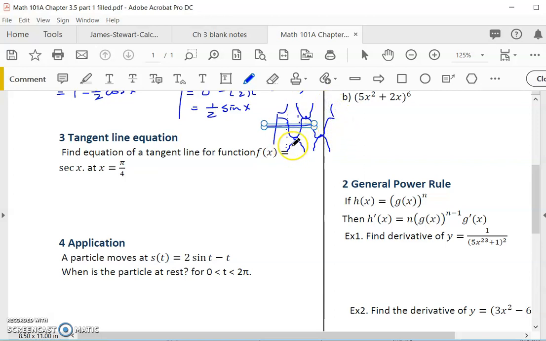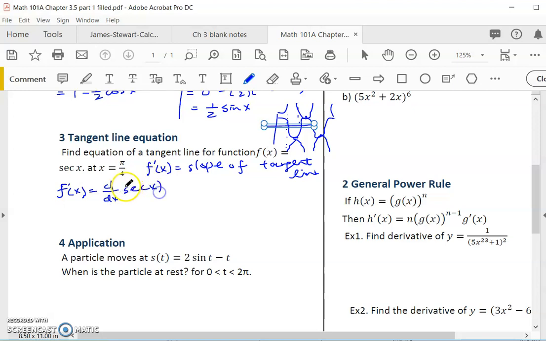So we want to find, at a certain point, pi over 4 here, what is the equation of the tangent line? The equation of the tangent line depends on the slope. Right? So first of all, we need to find the slope of the tangent line. The slope of the tangent line is f prime of x, which is the derivative function. So let's do a derivative of secant x.